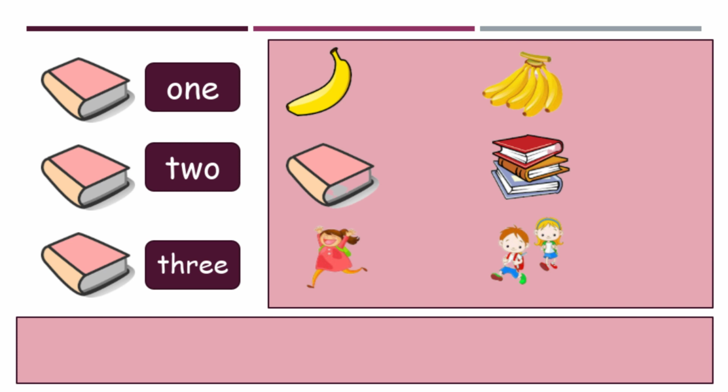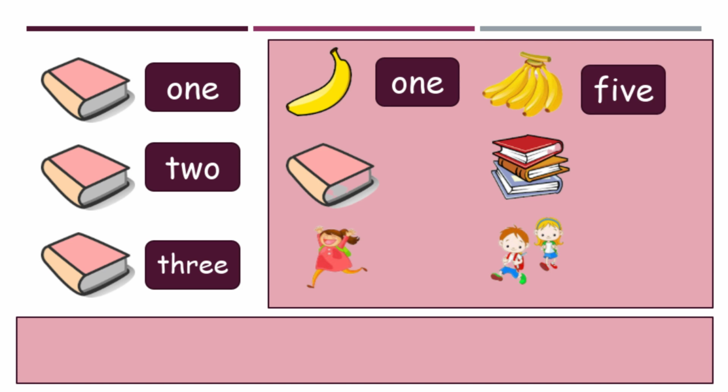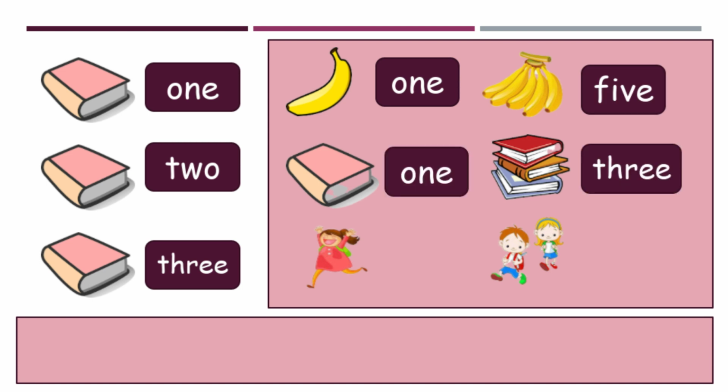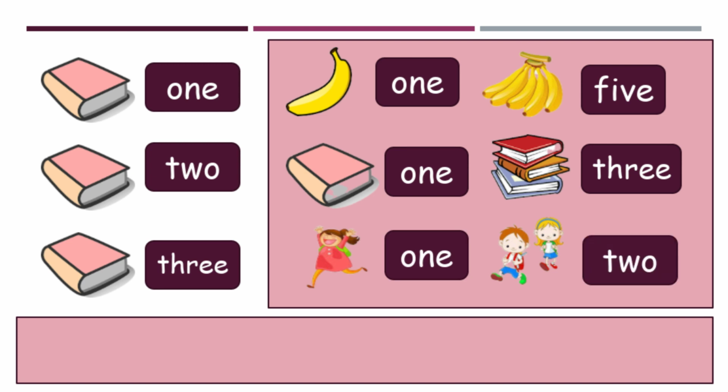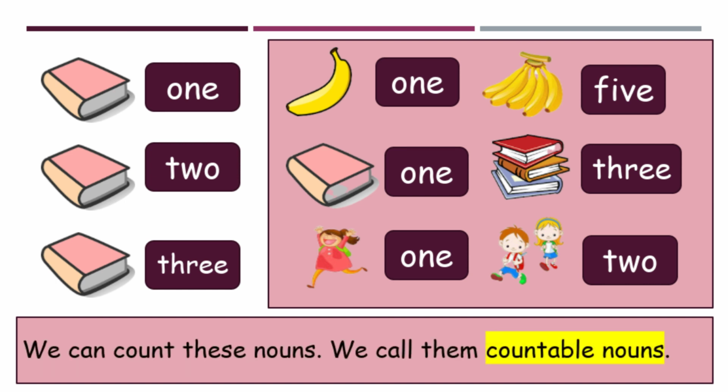Very good. Now we can come to the conclusion of we have here 1 banana, 5 bananas, 1 book, 3 books, 1 child, 2 children. What you can see here is that we can count these nouns. We can tell the number of these nouns. Okay, right? Now we call these nouns countable nouns. You've studied this before. This is only to freshen up your memories.